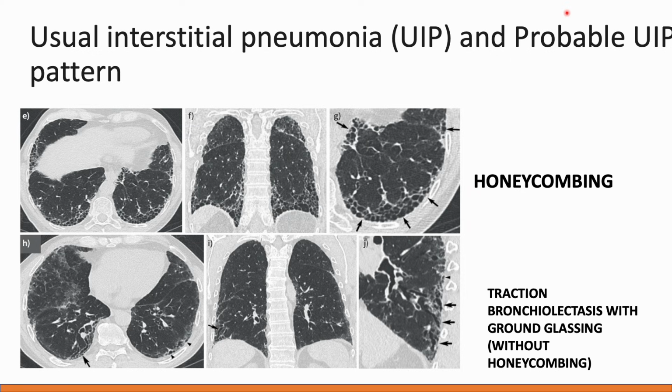Now, this may be a sign of probable UIP, but for this image, it has been mentioned in the text that on biopsy, even despite this ground glassing, the final diagnosis was UIP. So we really need to see what is the degree and extent of fibrosis, tractional dilatation, and reticular thickening, along with the honeycombing.